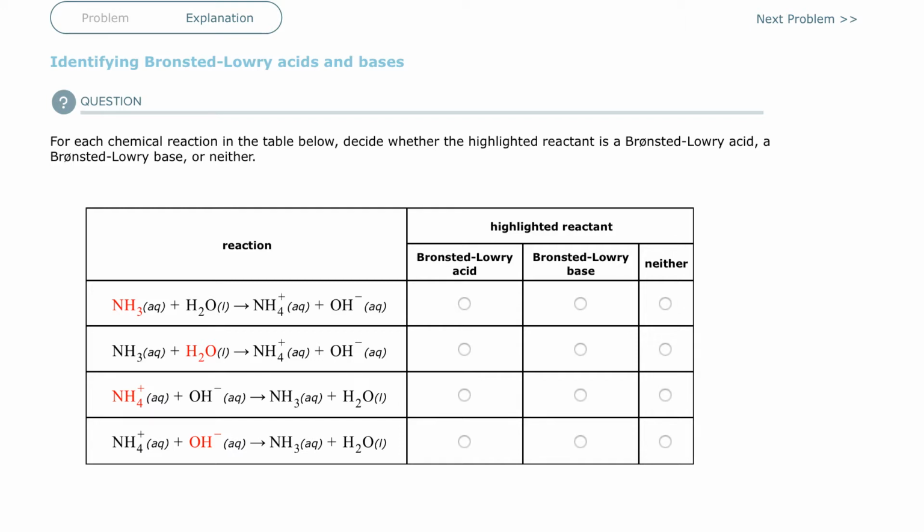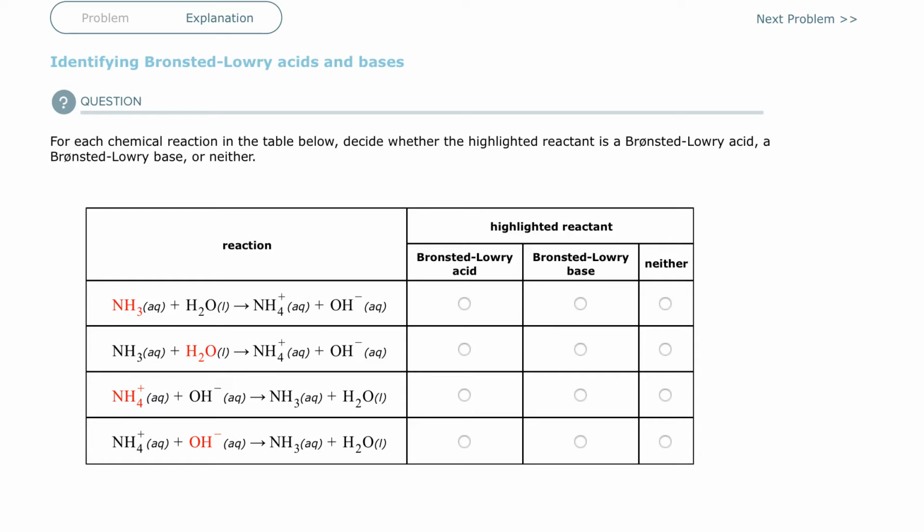A Bronsted-Lowry acid is any molecule that donates a hydrogen ion, so H+. A Bronsted-Lowry base is any molecule that accepts an H+ and then becomes something new. So donating a proton makes it an acid; receiving or accepting a proton, which is an H+, makes it a base.